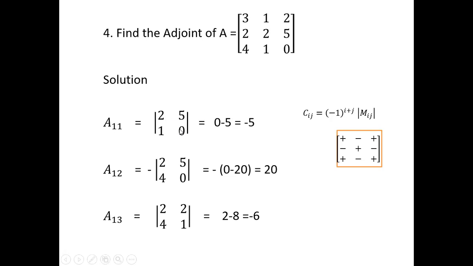We multiply: 0 minus 5, which is minus 5. Then for the cofactor of this element, we take the minus sign outside, and leaving this column and this row we get 2, 5, 4, 0. Similarly, we can find A13, A21, A22, A23, A31, A32, A33.